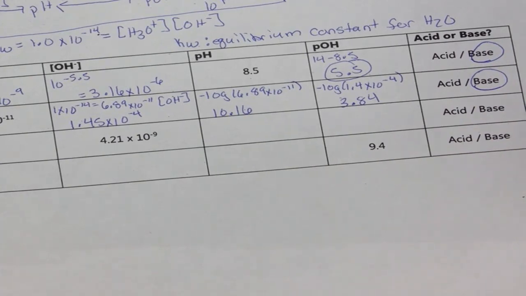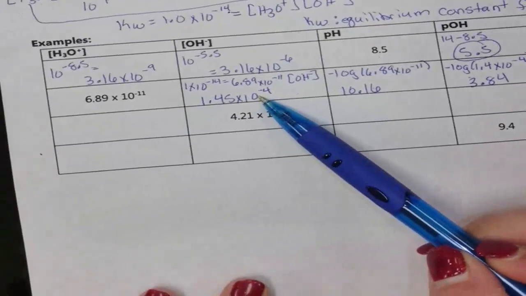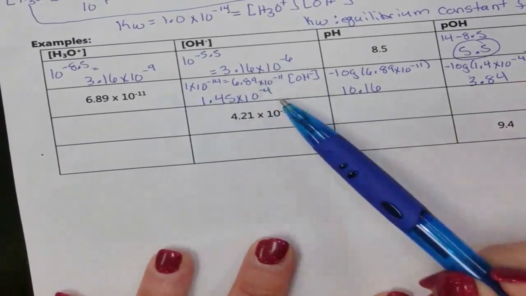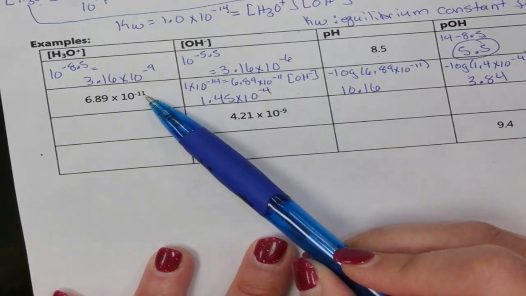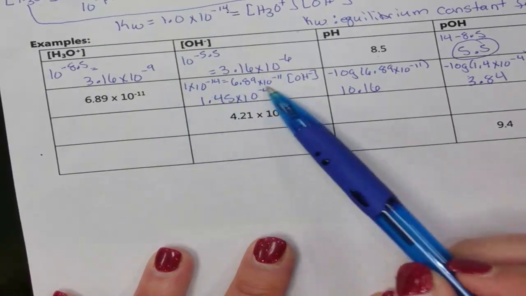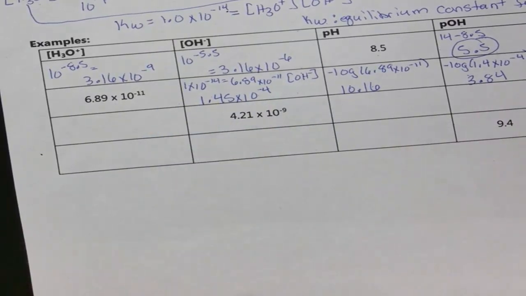This does make sense because look right here, I have more hydroxide than hydronium. The negative 4 is a larger value than negative 11, so that makes sense. I have more hydroxide, which is basic, than hydronium ions.